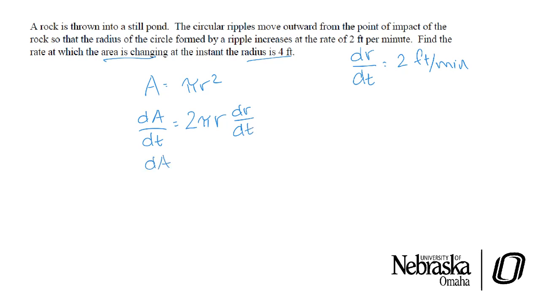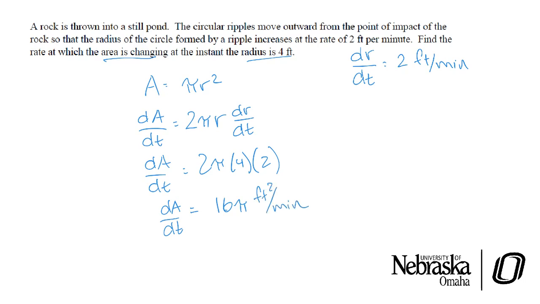And then we plug in the information given to us. 2 pi, we'll use our calculator for that. R, we want to know at the instant the radius is 4 feet. So we plug in a 4, and dr dt is 2. So finally, dA dt equals 16 pi, we'll just leave it like that, feet squared per minute.